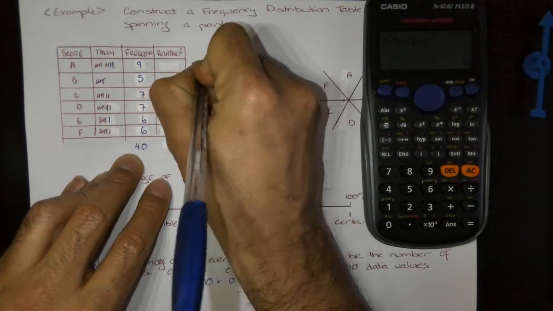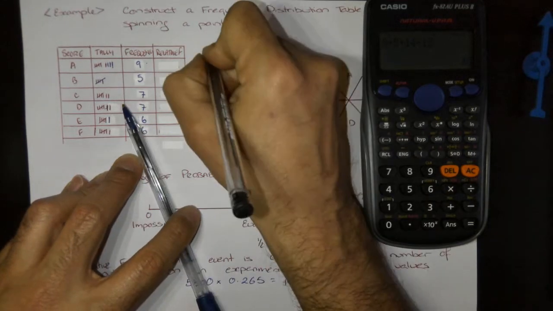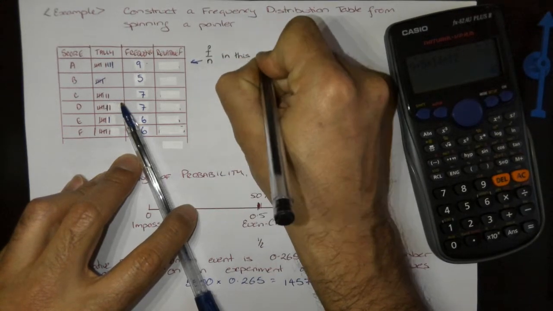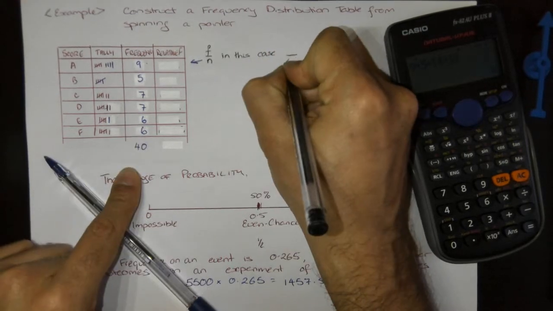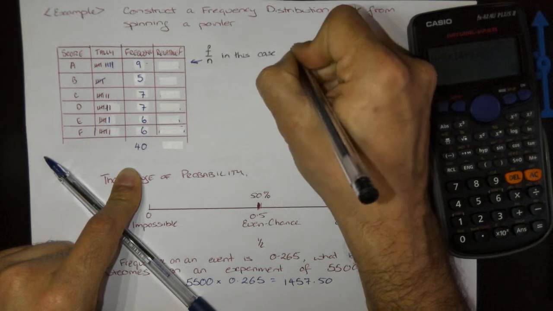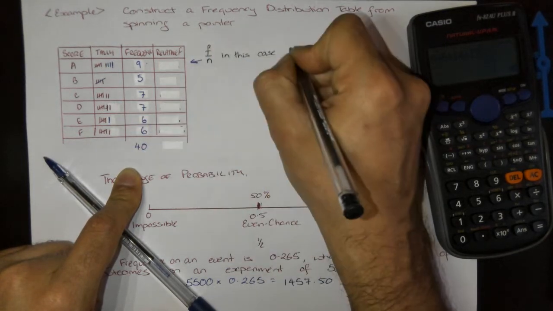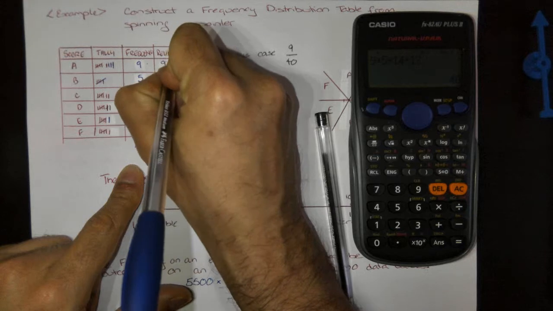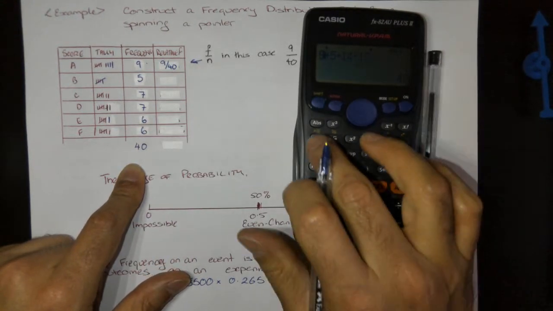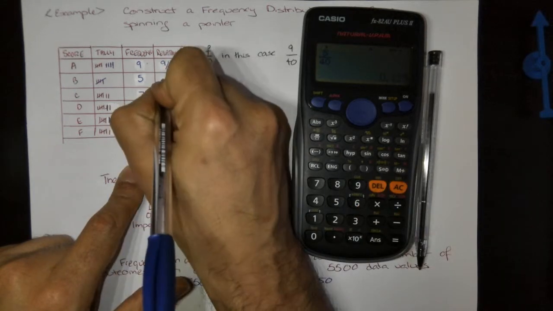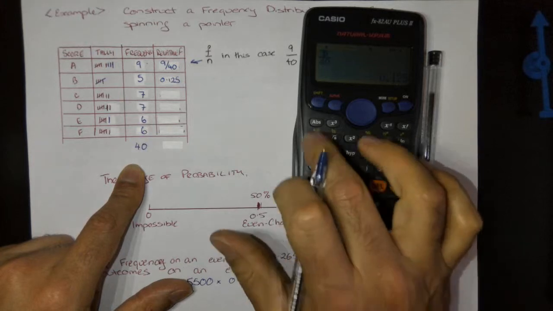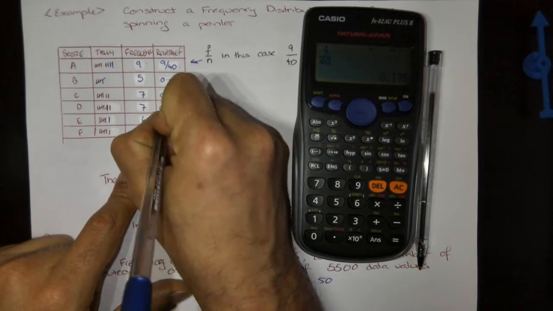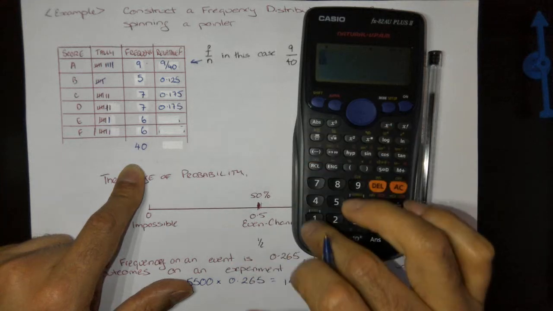So the relative frequency, as it said before, is f over n. In this case, n is going to be 40, and f is the frequency. So we can write it as a fraction, 9 over 40. Or you can write it as a decimal. So if I do 5 over 40 for the next one, you can write it as a decimal. 7 over 40, that would be the same. And then 6 over 40.